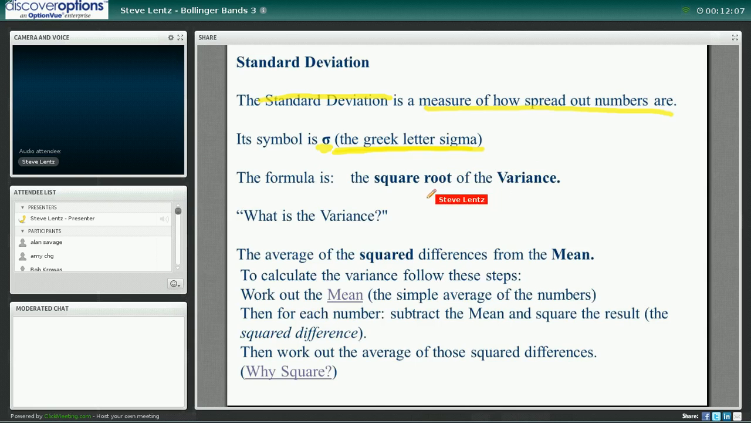Okay, now the formula for standard deviation is this. That's the square root of the variance. All right, so easy, right? Well, what is the variance?